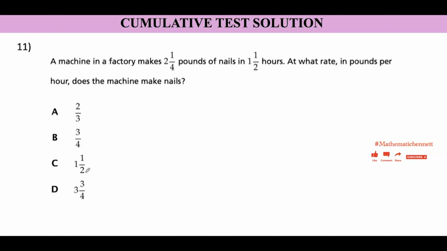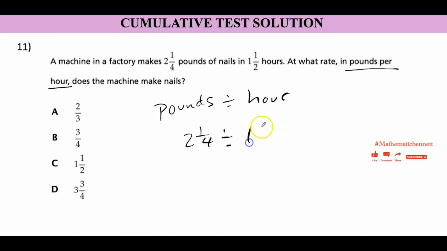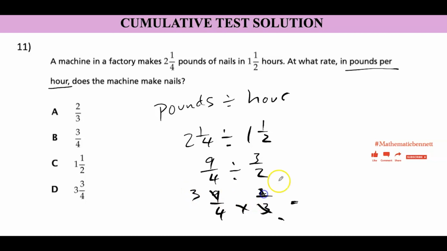A machine in a factory makes 2 1/4 pounds of nails in 1.5 hours. At what rate in pounds per hour does the machine make nails? So we see that it's pounds per hour, so we know it's pounds divided by the hour. So it's 2 1/4 divided by 1.5. So we know that's 9/4 divided by 3/2. So that's 9/4 times 2/3, which gives me 3/2 or 1.5. So our answer is C.